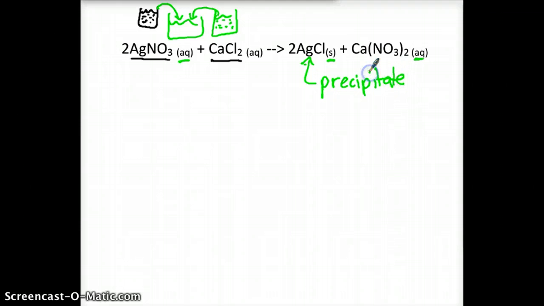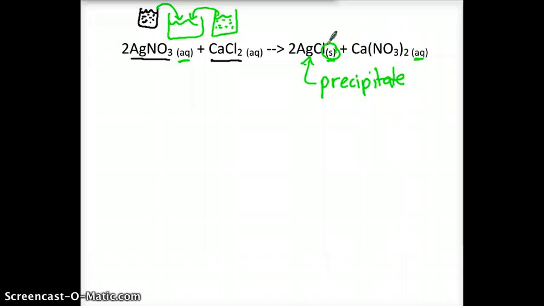A precipitate is a substance, a solid, that forms from soluble salts. So when you take two aqueous solutions, you mix them together and you form a solid, you have formed something called a precipitate. Now, you're not always going to form a precipitate in a chemical reaction. Some compounds, when mixed together, will form precipitates, and some substances, when mixed together, won't at all.